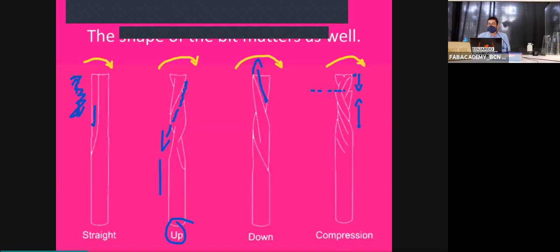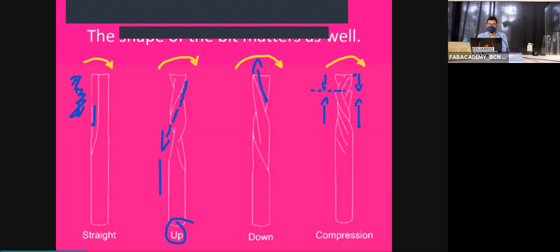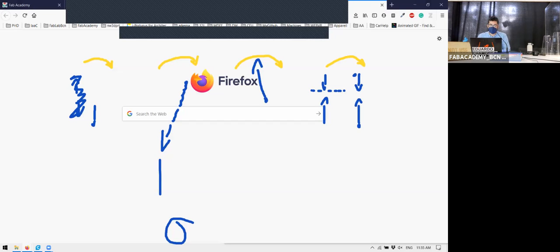And we have compression. Compression is a mix of up and down. So it's taking the top layer and the bottom layer and compressing them toward each other. Why is this important? This is an end mill for cutting only composite materials. Well, more than composites, double layer materials.